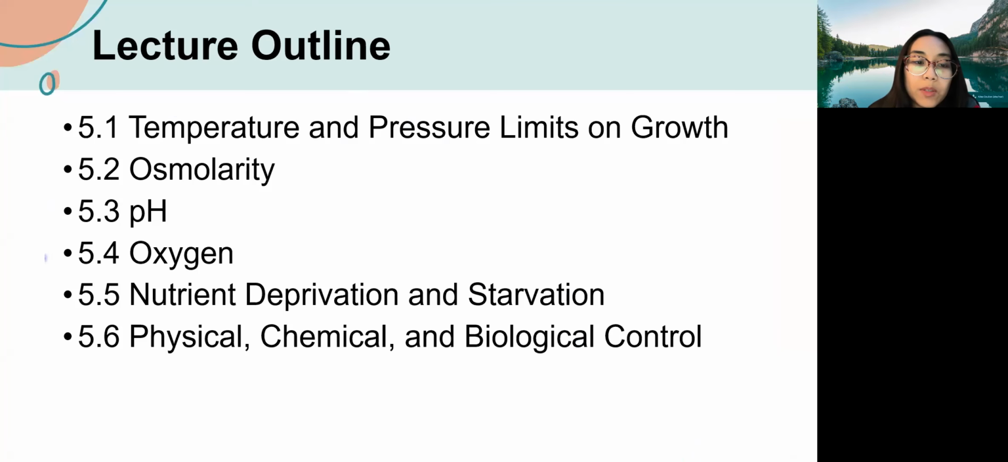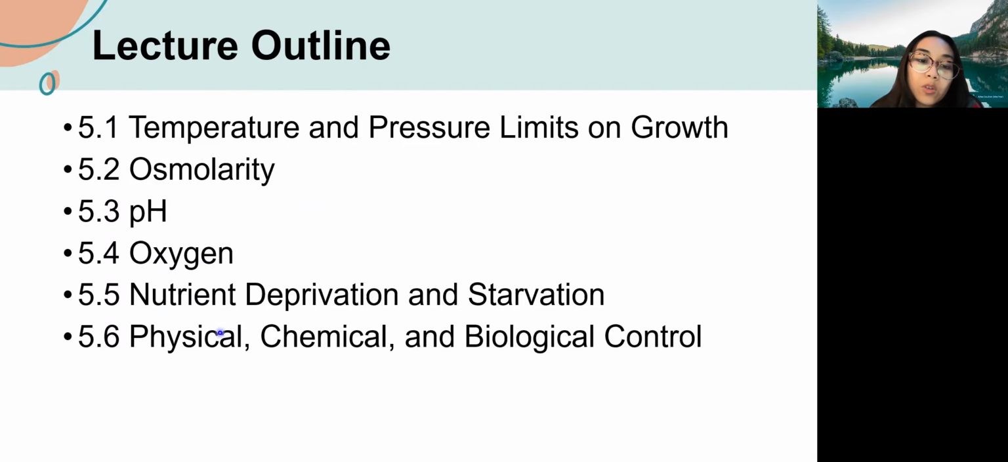Okay, so this is the outline. So we're going to talk about first the pressure and temperature, how those limit the growth and how certain bacteria like high temperature, high pressure, things like that. Then we'll go over osmolarity. So this has to do with salinity primarily. And then we'll do pH and oxygen levels. So again, this is all just talking about what certain conditions these bacteria like to grow in.